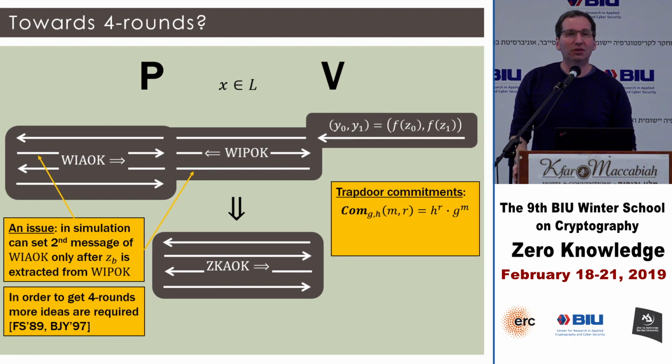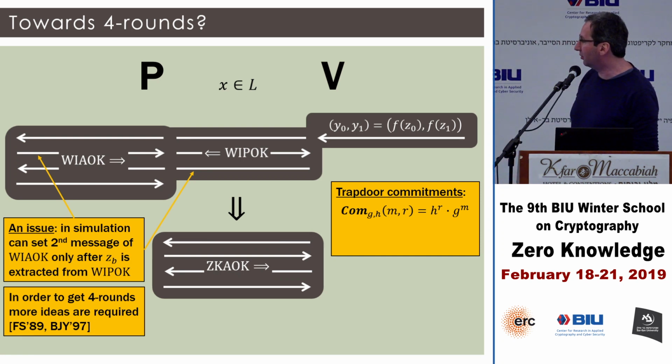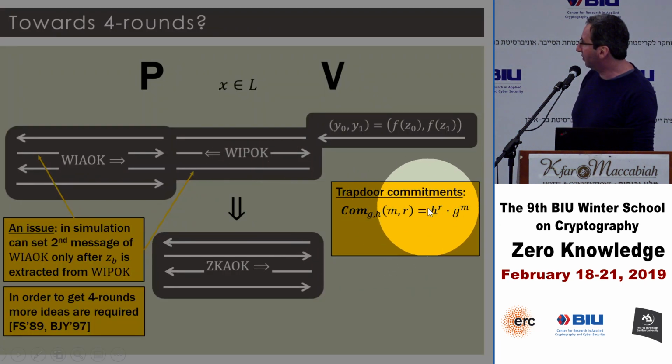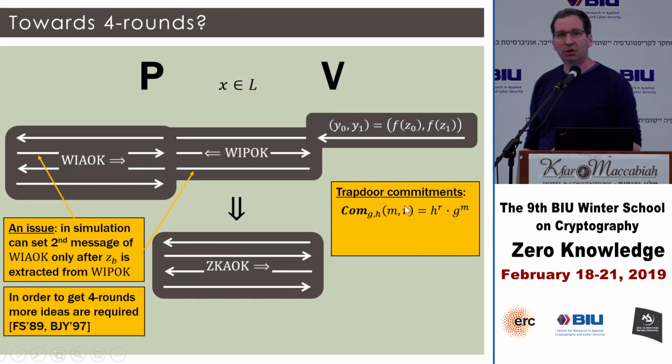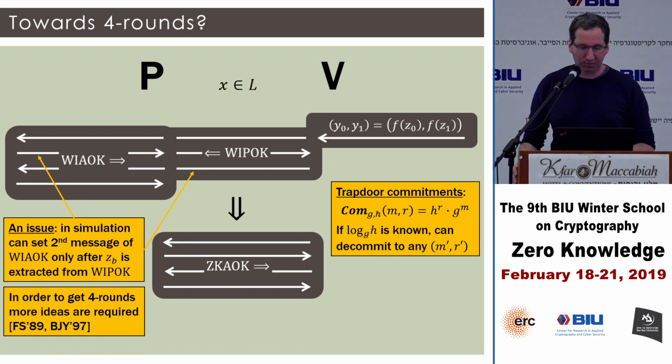One central tool that is used, which is interesting just to mention, is the notion of trapdoor commitments. I already sort of mentioned it when I talked about Pedersen commitments. So you have this commitment of the form h to the r times g to the m, and I told you that if you know the discrete log of h to the base of g, then you can open in any way you want. This is one of the tools that is being used for 4-round arguments.